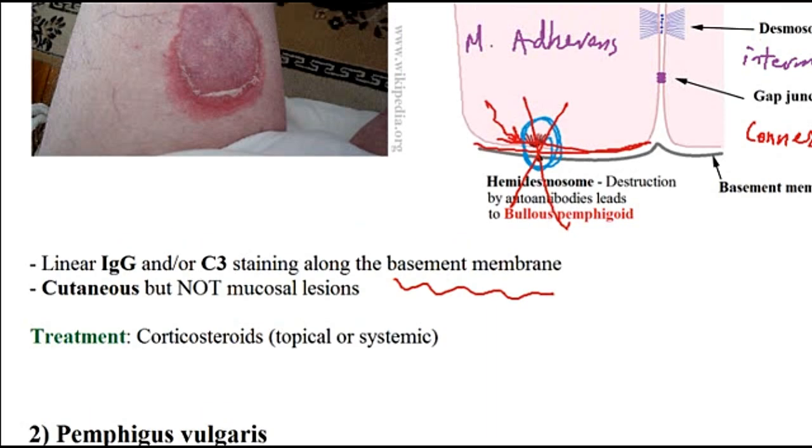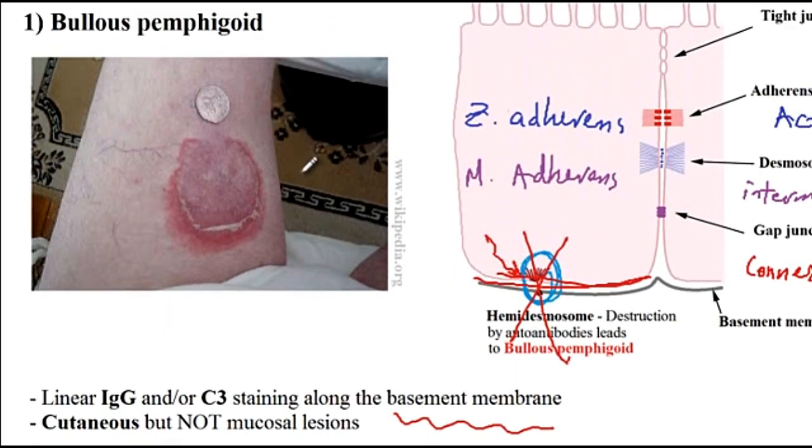And so these patients generally present with cutaneous lesions, an example of which is shown here. But there are no mucosal lesions seen with bullous pemphigoid. And then you could consider either topical or systemic corticosteroids for the treatment of bullous pemphigoid.